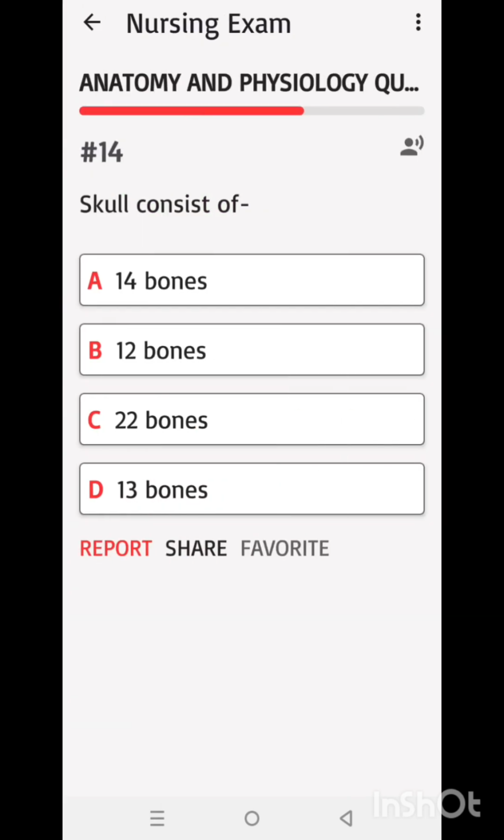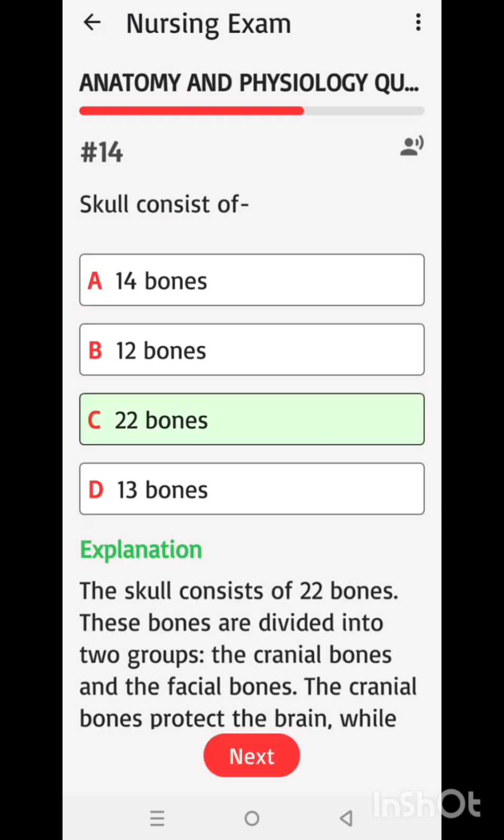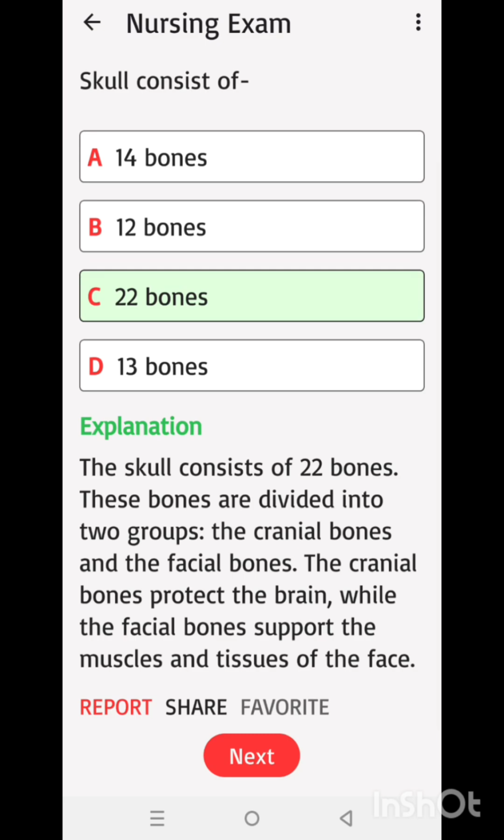Skull consists of A. 14 bones. B. 12 bones. C. 22 bones. D. 13 bones. Correct answer. The skull consists of 22 bones. These bones are divided into two groups, the cranial bones and the facial bones. The cranial bones protect the brain, while the facial bones support the muscles and tissues of the face.